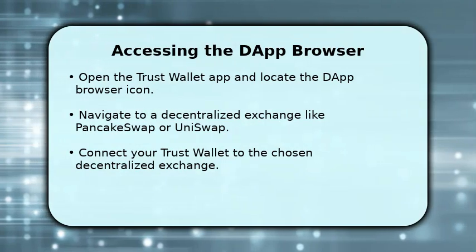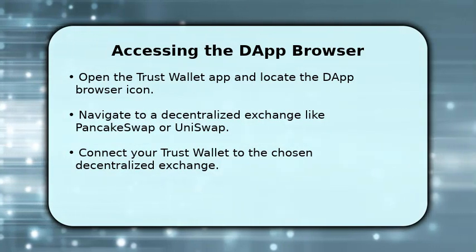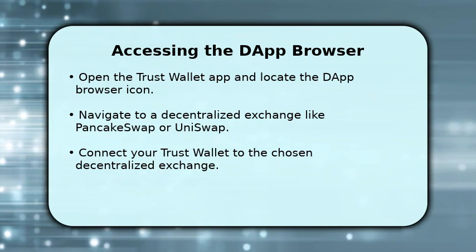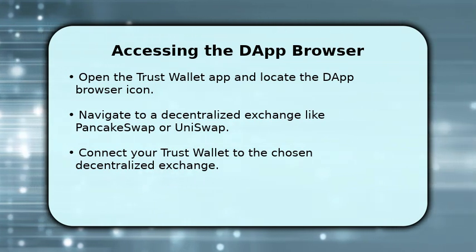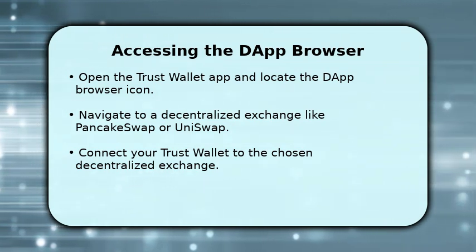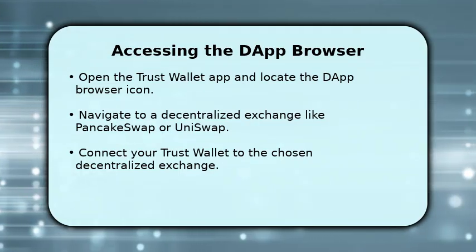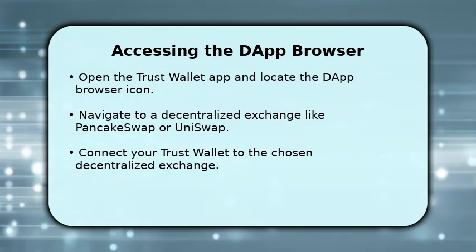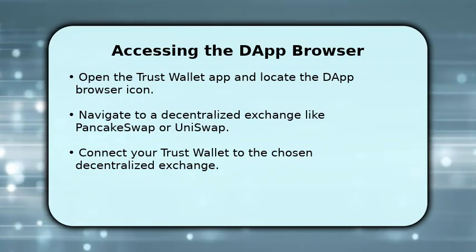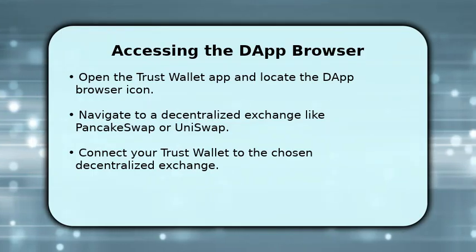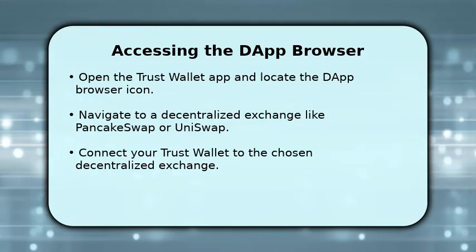Next, open your Trust Wallet and find the D-App browser. This browser allows you to interact with decentralized applications. You'll then navigate to a decentralized exchange, such as PancakeSwap or Uniswap, which supports Dogecoin. Once on the exchange, connect your Trust Wallet to authorize transactions. This connection is essential for trading.